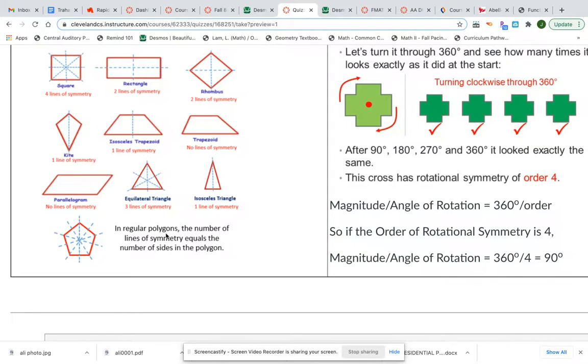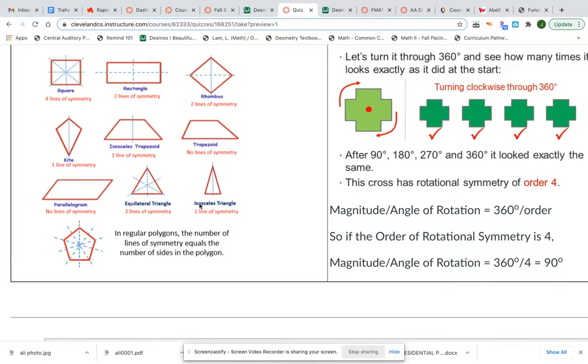All right, regular polygon. Regular here means that all sides are congruent to each other and all angles are congruent. That's what regular means. So here's an example, a regular polygon. The number of lines of symmetry equals the number of sides that polygon actually has. So this being a pentagon, which has 5 sides, it's going to have 5 lines of symmetry. 1, 2, 3, 4, 5.